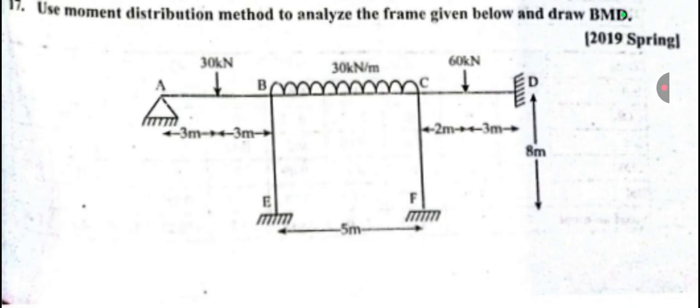In this video we are going to solve one important numerical, and this question was asked in 2019 spring. Okay, so this will be very important for our final examination. So let's solve the numerical.